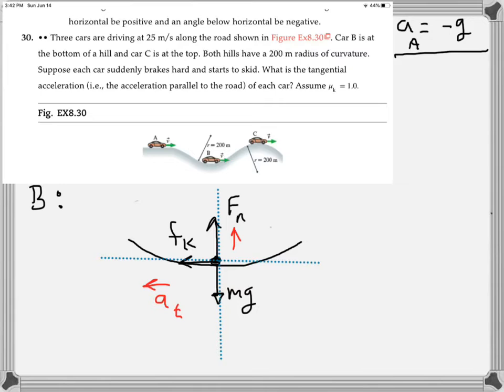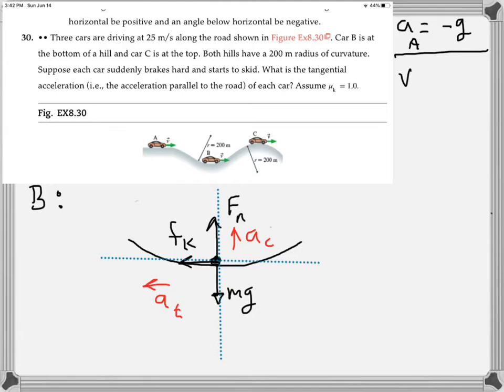Car B has a vertical acceleration. It has a centripetal acceleration. The center of the circle is above car B, therefore there is an acceleration that goes up.